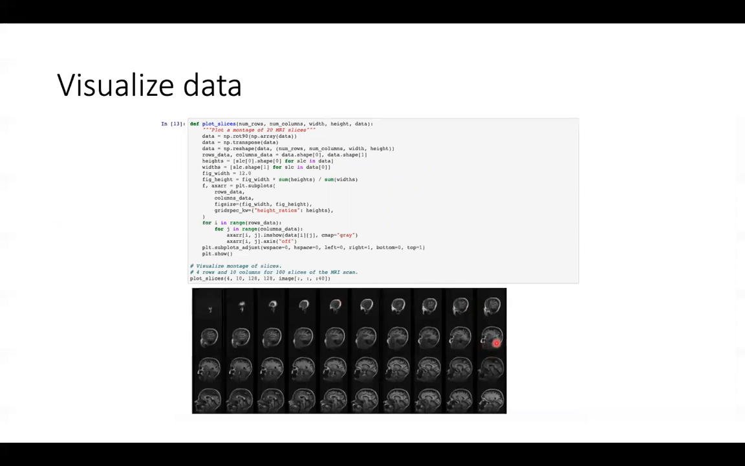So then I wanted to visualize the data, and I created a function that showed a montage of 20 slices. Here's the function, and here's my output. So you see 20 slices of a single scan.